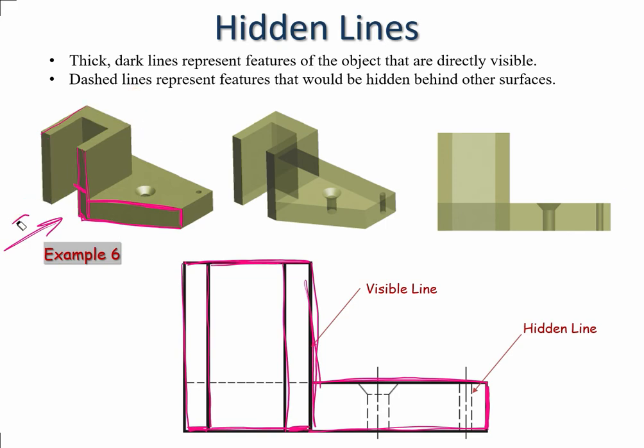What about the hidden features? As you see, this slanted surface, like this, is hidden. And we have this small edge, it's hidden here, and it should be thin, dashed lines. And also this hole, as you see here, is a through hole, so it should be dashed lines like this. In the middle, we should draw the axis to show that this is a cylindrical hole. Same thing for this hole, we have it here. So the hidden lines are thin lines that represent the hidden features, while thick dark lines represent the visible edges.